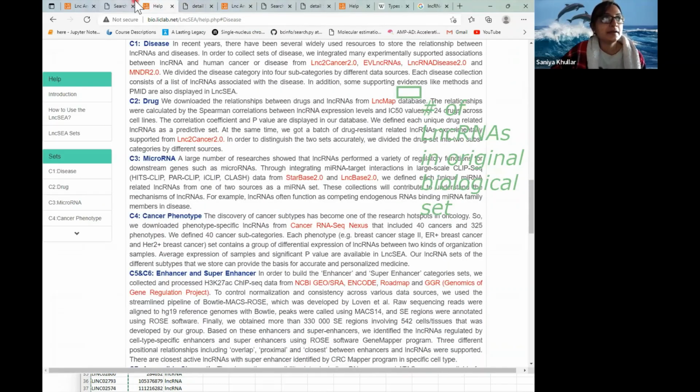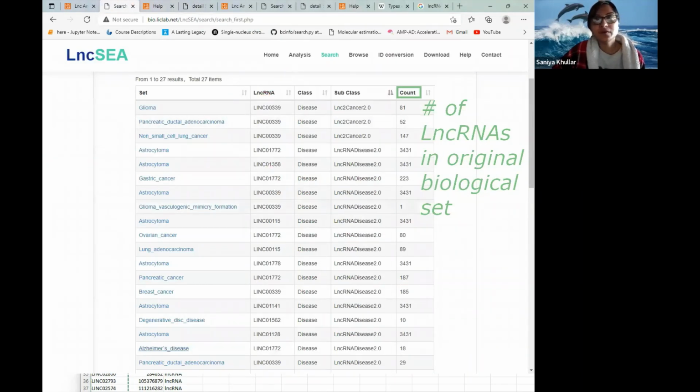So our long non-coding RNA, LINC00339, is one of those 81 in glioma. And it is one of the 52 in pancreatic ductal adenocarcinoma, and one of the 147 in non-small cell lung cancer. And both of these over here just happen to be 2 out of the 3.